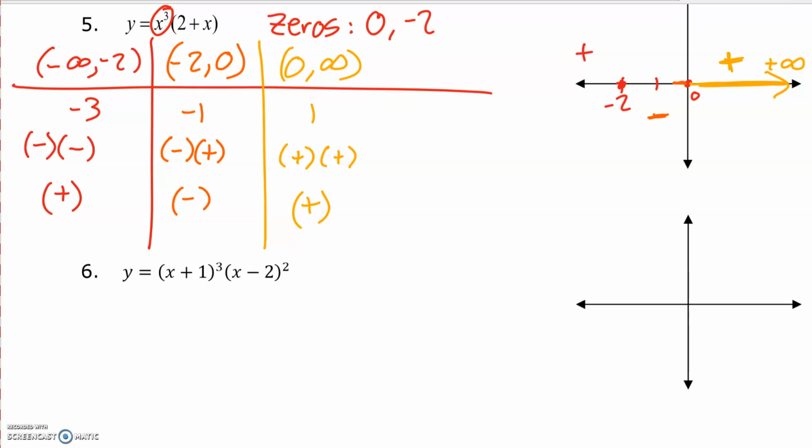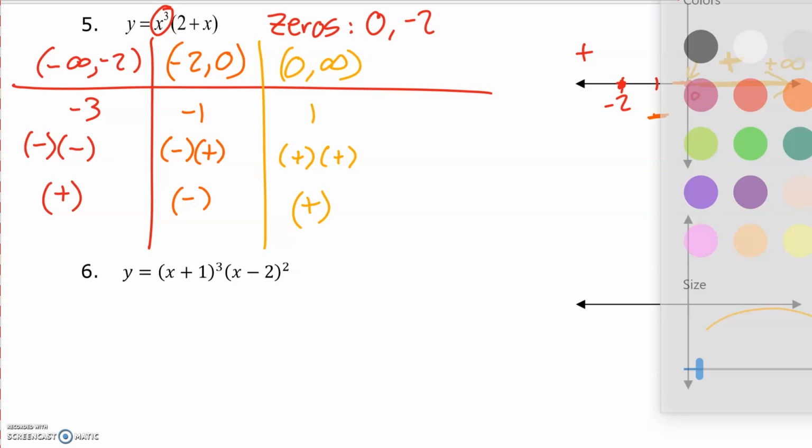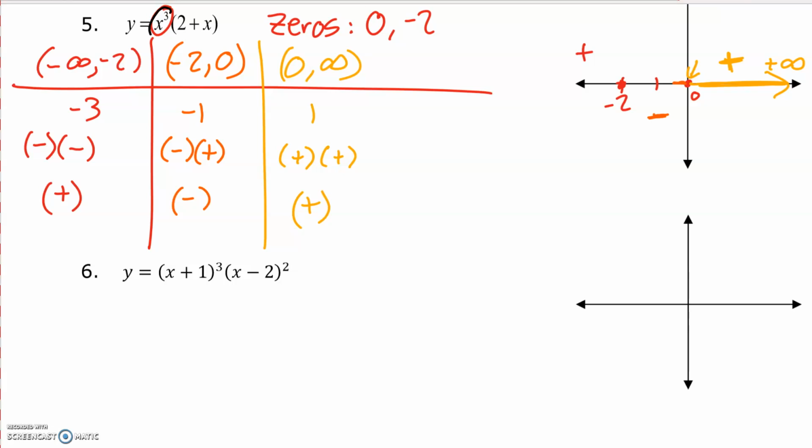Looking at this, I know that I end up having a point of inflection here based off of the first term, because of the cube. And then the next term at -2, this is going to end up crossing because it's to the first power.